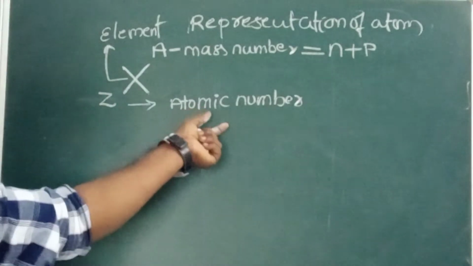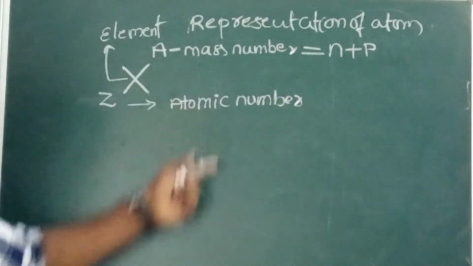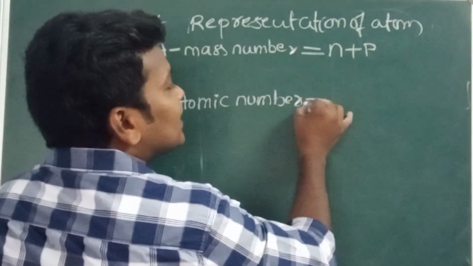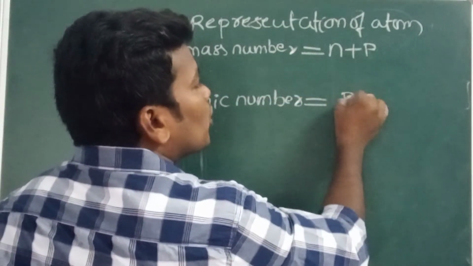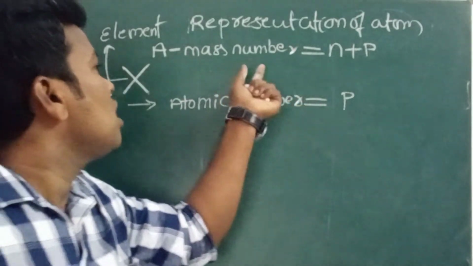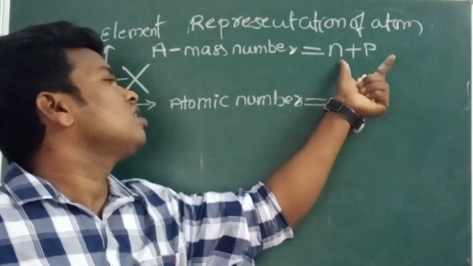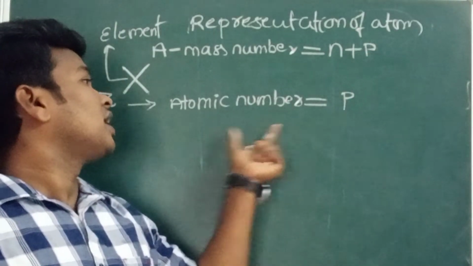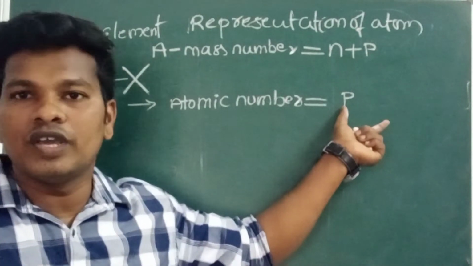Okay. The atomic number is denoted by the symbol Z. It denotes the number of protons. You can see here that the mass number is the sum of the neutron plus proton number, while in the atomic number we are counting the protons only.